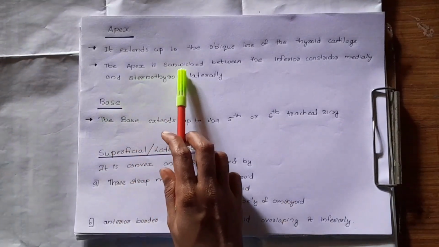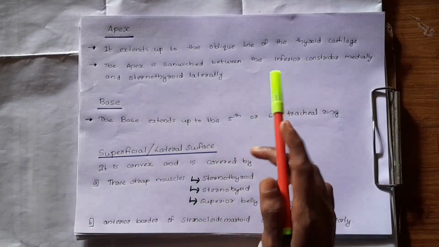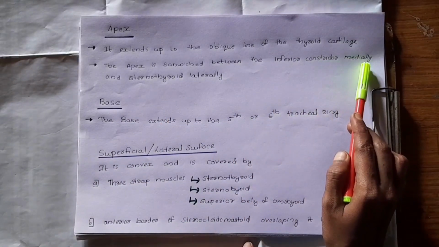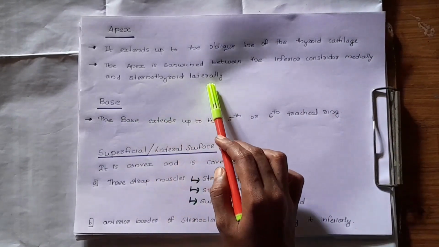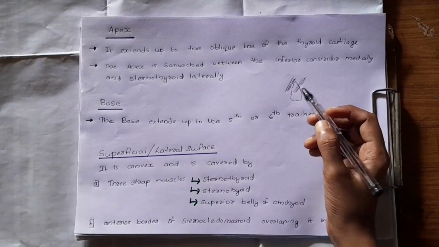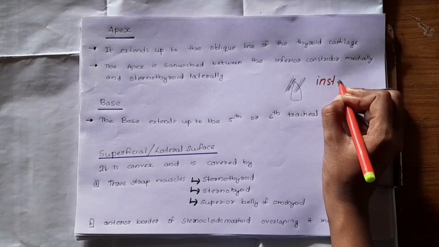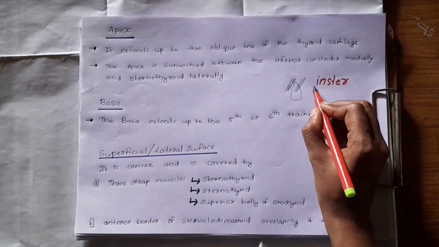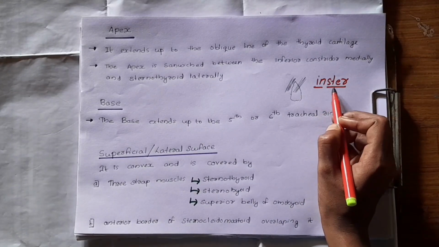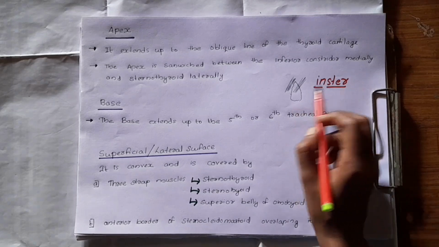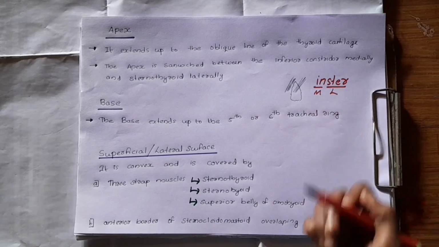and the apex is sandwiched between the inferior constrictor medially and the sternothyroid laterally. Remember with the help of this word, IN STEM. In means inferior constrictor and STEM means sternothyroid. Okay, inferior constrictor medially and sternothyroid laterally.